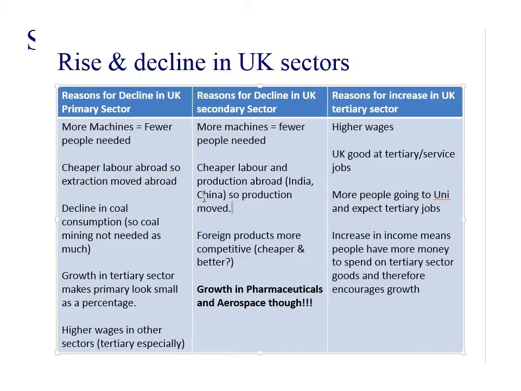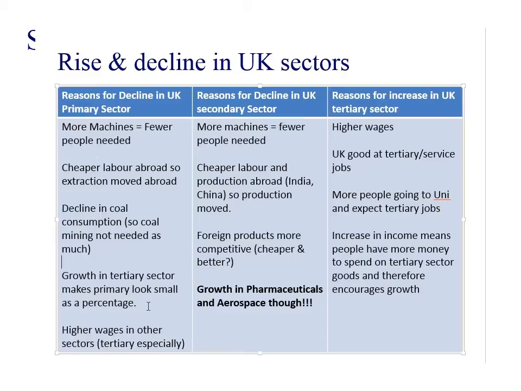A lot of production in both of them has moved abroad, in the primary sector and in the secondary sector as well. Production moved abroad, especially in clothes manufacturing, because of cheaper wages abroad. Coal mining: lots of coal pits closed, with declining coal consumption, so looking to more renewable sources of energy and just different sources of energy, nuclear energy as well, so coal mining is not as much in demand.